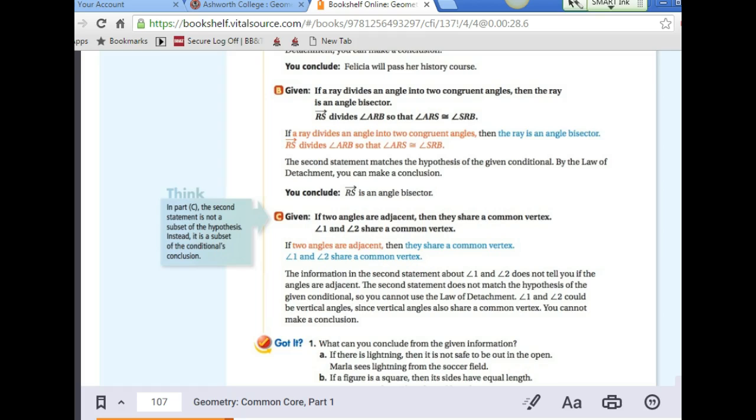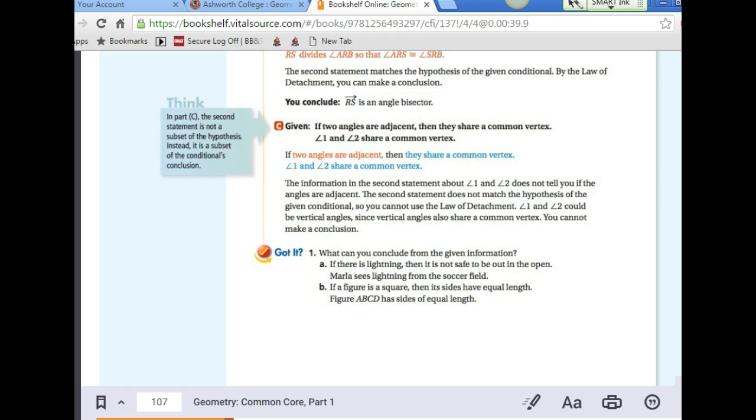Okay? Look at the got it. What can we conclude from the given information? If there is lightning, that's your hypothesis, then it is not safe to be out in the open. That's your conclusion. Maria sees lightning from the soccer field. Since, again, her statement is following the hypothesis, then we can say that it is not safe for Maria to be out in the open.